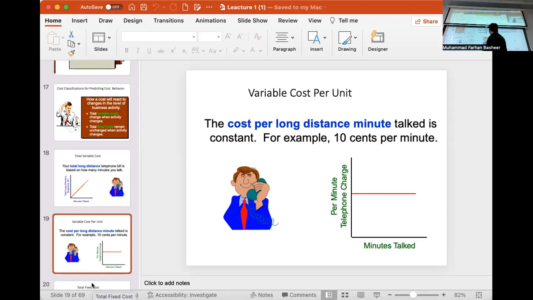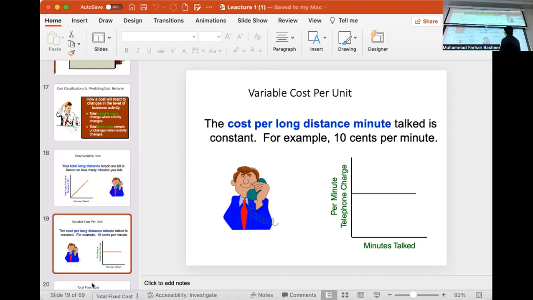Suppose he has received an order of 50,000 units for year 2022. Now fixed cost per unit for 2021. Fixed cost per unit is equal to 10 million.